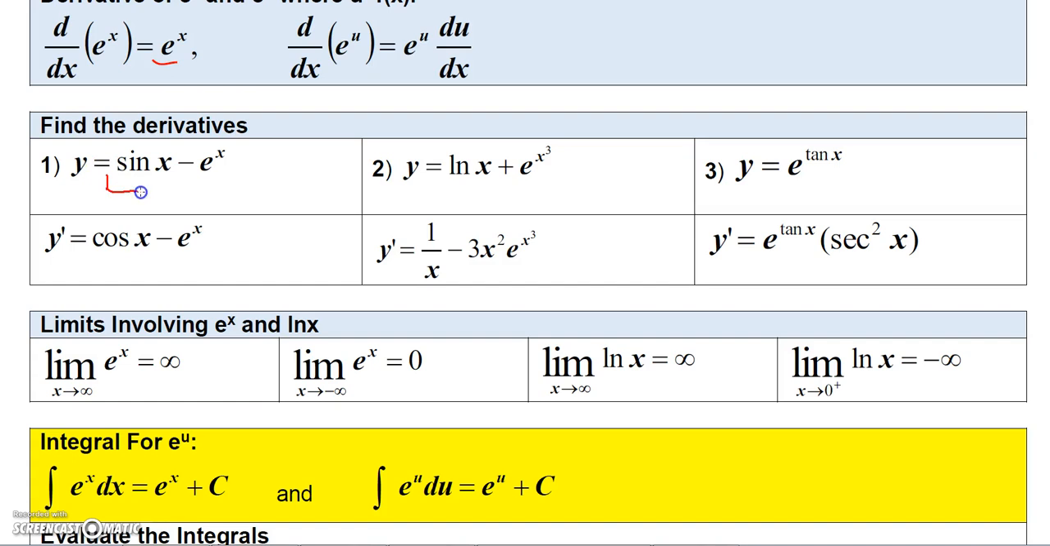If you want to take the derivative of sine x minus e to the x, well, you just take the derivative of sine x, which is cosine x, and then by definition, the derivative of e to the x is simply e to the x.